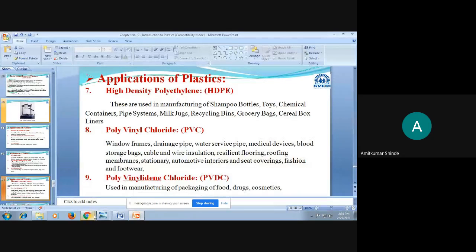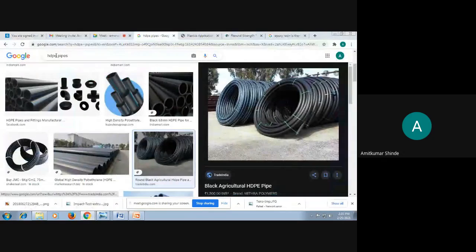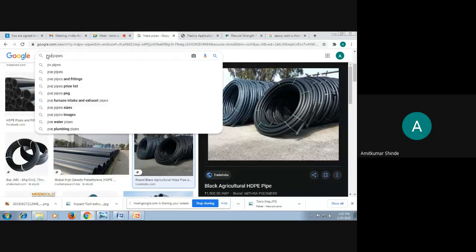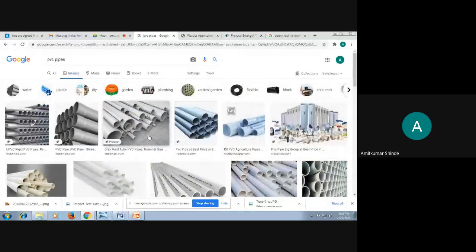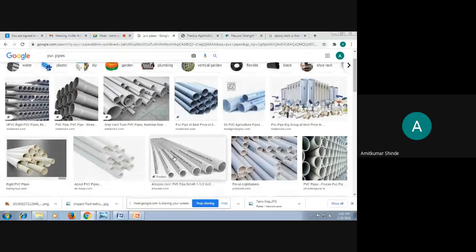PVC pipes. I will also show the PVC pipes here only. If you see them practically, it will be very easy to understand. Those white colored pipes are PVC pipes. And it may be available in different forms. It may be in the form of a coupling. It may be in the form of a T-shaped pipe or any other kind.